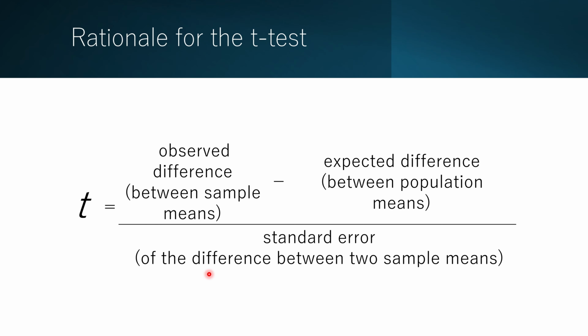And this is the formula. The idea is very simple. We compare how big the observed mean difference is to how much random variation we expect between samples. If we observe the gap is much bigger than the expected random noise, we treat it as evidence of a real difference between the populations. If not, we can say that the data are consistent with no difference. The denominator is the standard error.